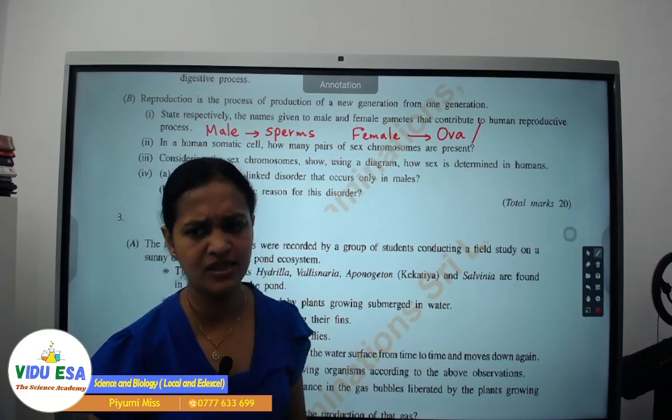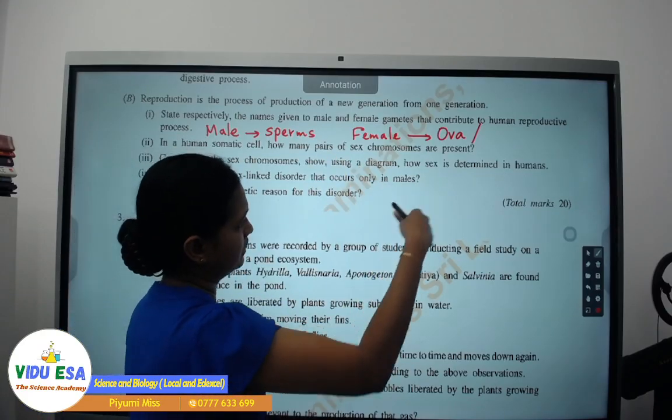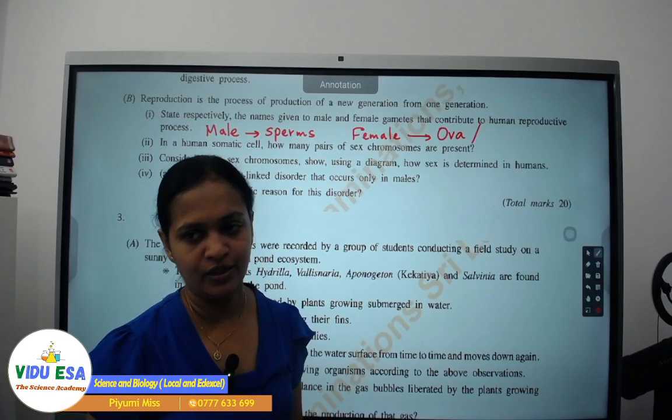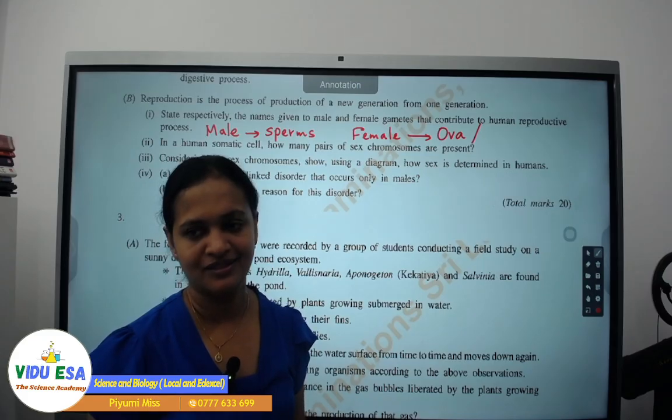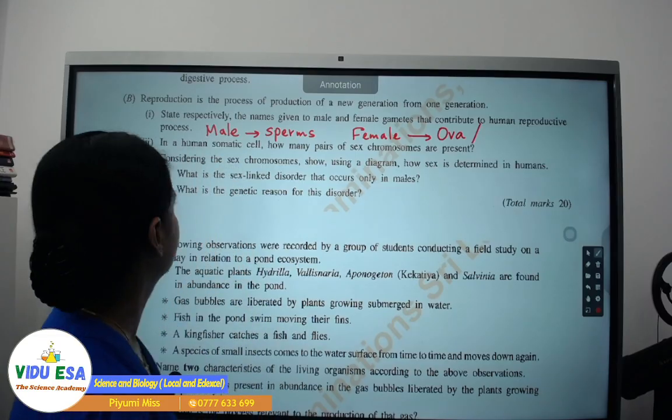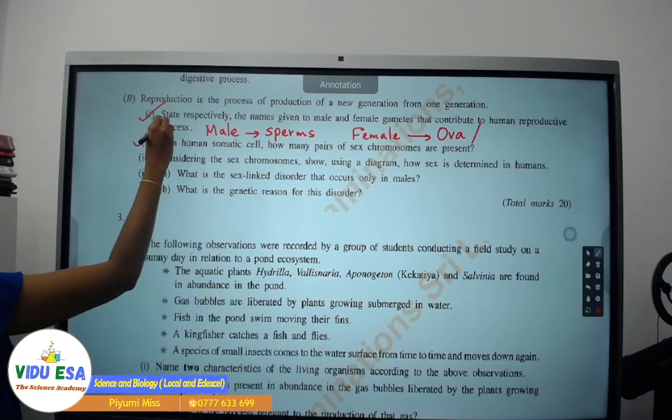Then in plants, what do you call this? Male gametes are pollen in plants. Next, in plants, the female gametes are known as ovules. Okay, here it clearly says human reproductive process. 1 mark for each, 2 marks.